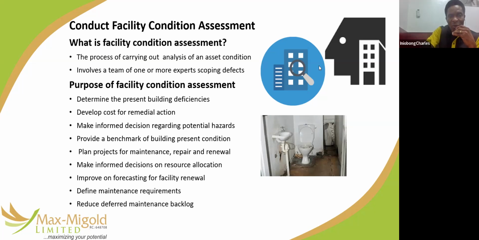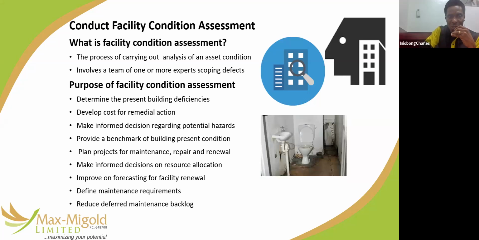So for whatever you are doing, make sure your facility condition assessment is correct. First thing you ask: what is the history of this facility? What is the history of this building? Then from that point, you'll be able to take informed decisions. Develop cost for remedial action. Immediately you finish your facility condition assessment, develop cost for the remedial action and present it to management.